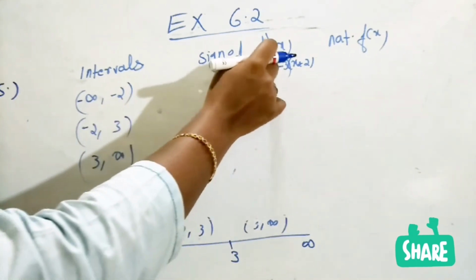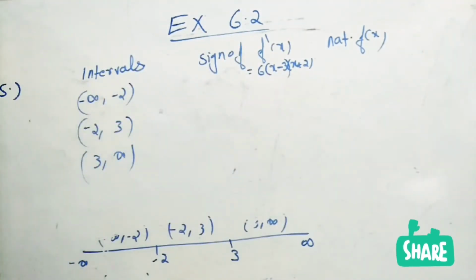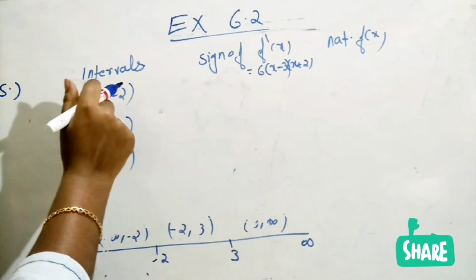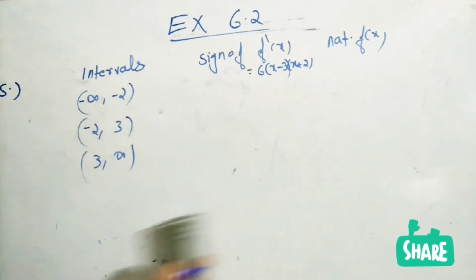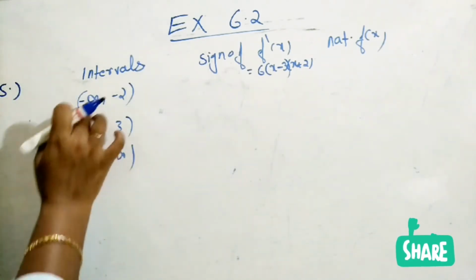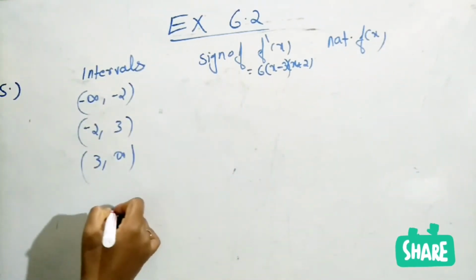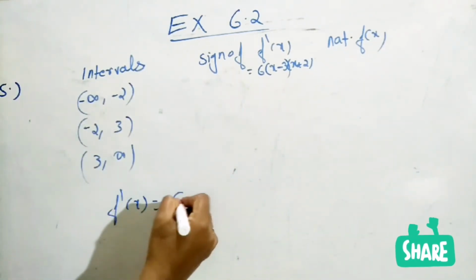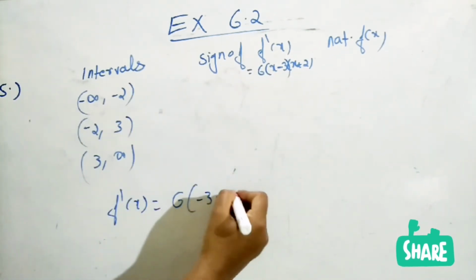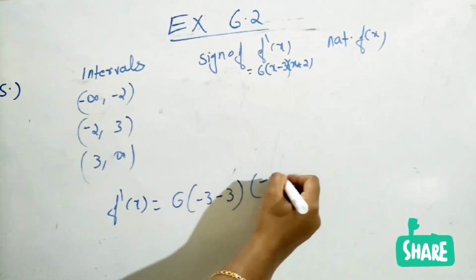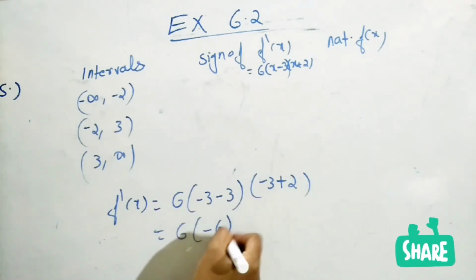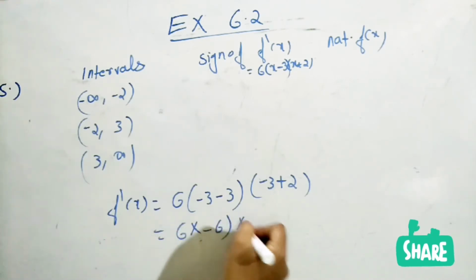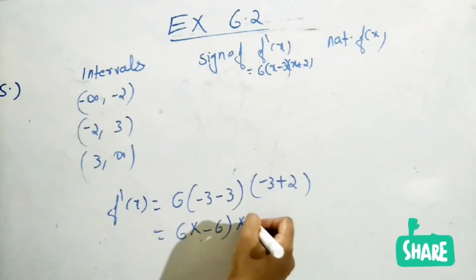Now we need to check the sign of this f dash of x in the interval minus infinity to minus 2. You can take any arbitrary value from this interval. I am going to take minus 3. Then f dash of x is equal to 6 into x minus 3, into x plus 2, that is 6 into minus 3 minus 3 into minus 3 plus 2. That is minus 6, and minus 3 plus 2 is minus 1.